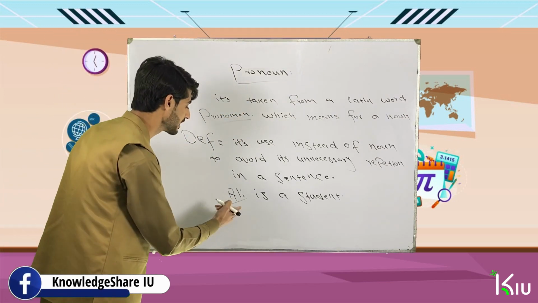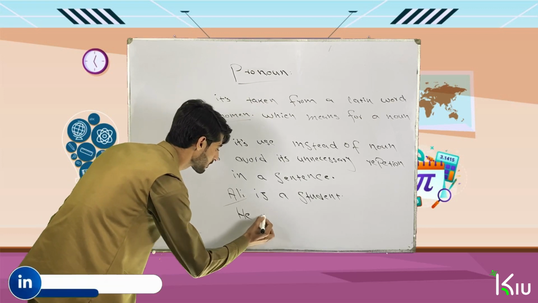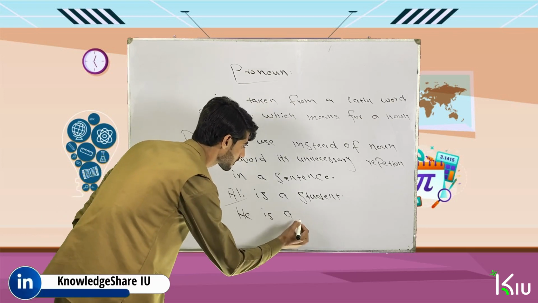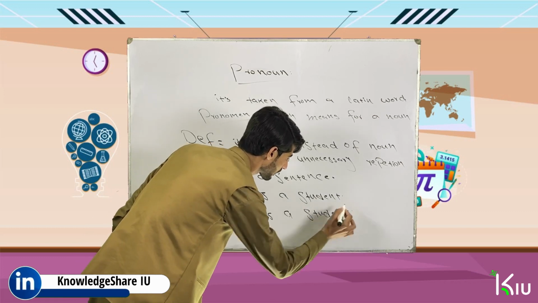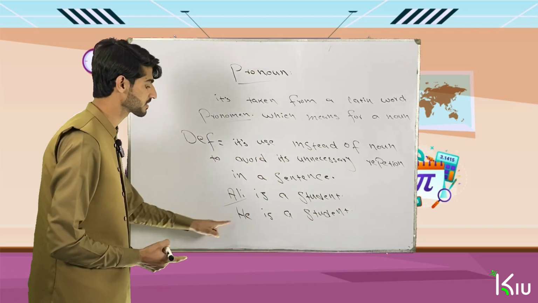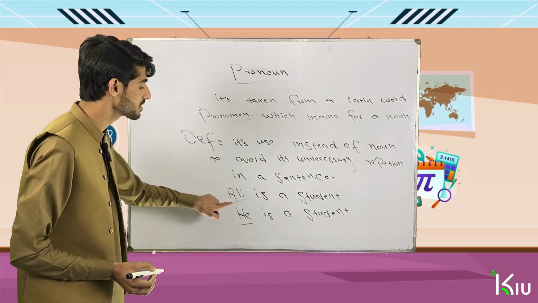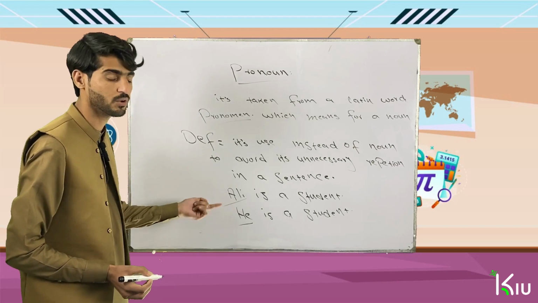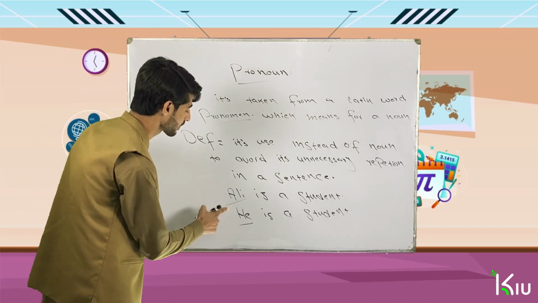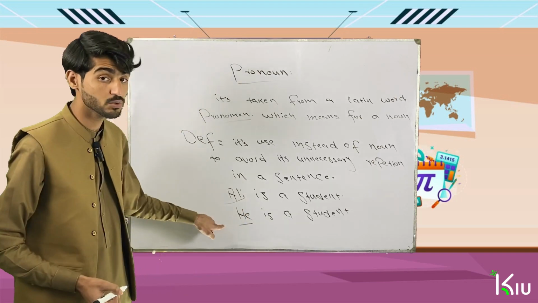So for Ali, Ali is a boy and it's singular. So I will use he. He is a student. Okay, so in this sentence, I use he, and he is a pronoun. It is used instead of a noun to avoid its unnecessary repetition of a noun, because I'm avoiding to repeat this noun again and again. So for that, I will use pronoun.